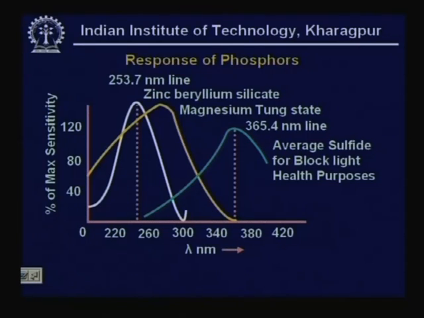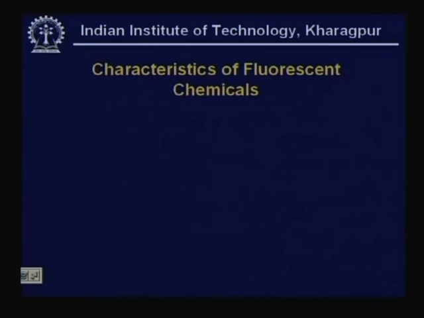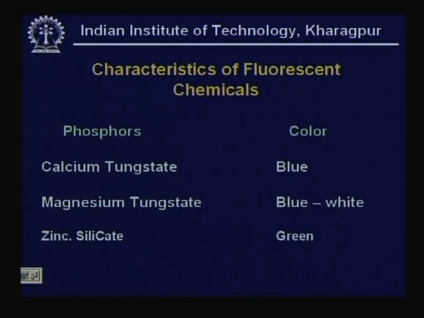Now, in fact, for health purposes we do use this light, and it's called a black light in that zone, because it is not visible. So, let us look at some of the chemicals that are employed, fluorescent chemicals, which we call phosphors.